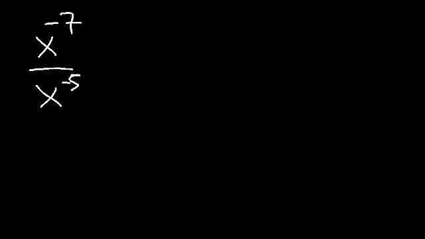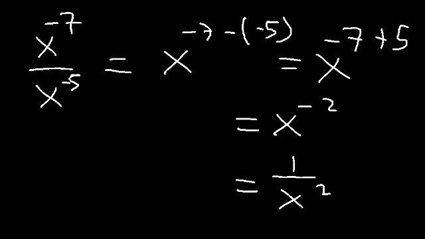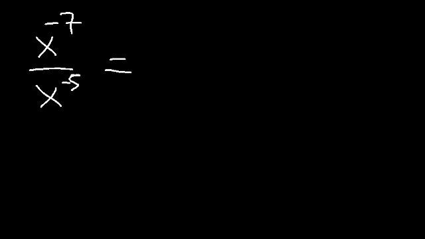Now for this one, we can subtract the exponents, the top minus the bottom, negative 7 minus negative 5, which is the same as negative 7 plus 5, which is negative 2. Negative 7 plus 5 is the same as 5 minus 7. That's negative 2, which is 1 over x squared. So that seems like a lot of work. Or we can do it this way.